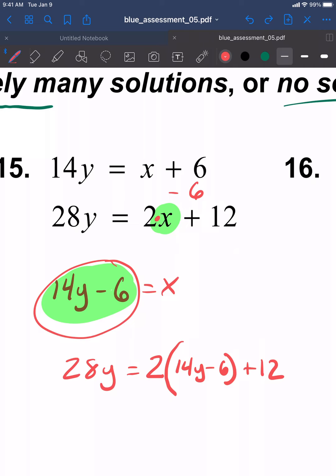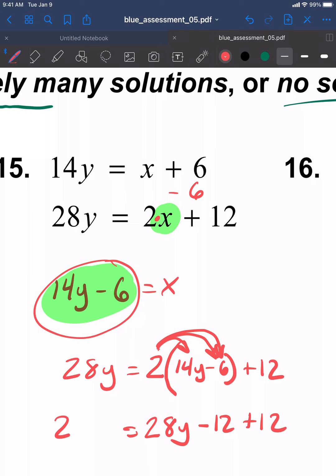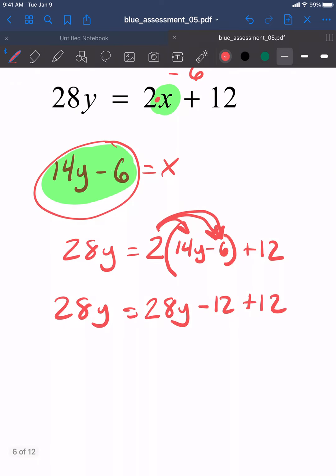Okay? Distribute. What is 2 times 14y? 28y. What is 2 times negative 6? Negative 12. Okay, something good's about to happen. So the 12's cancel each other out. Those are bye-bye. 28y equals 28y. Divide by 28. y equals 1. Anything divided by itself. So y equals 1, right? What? Infinite solution.